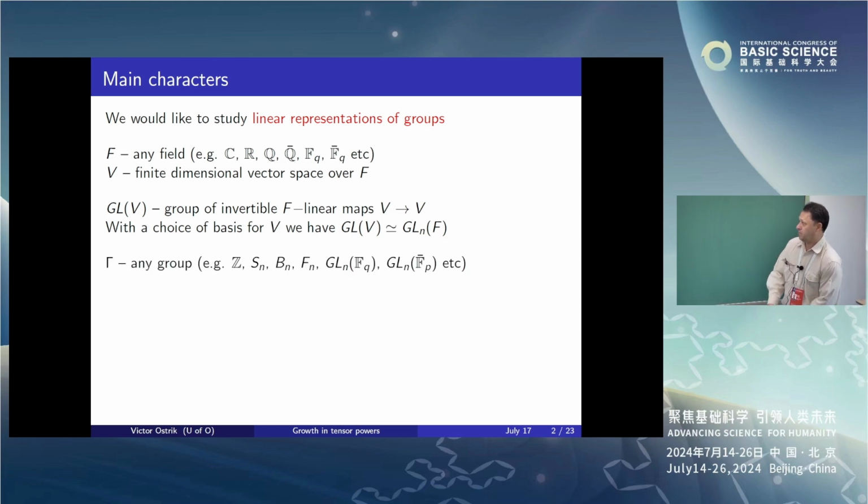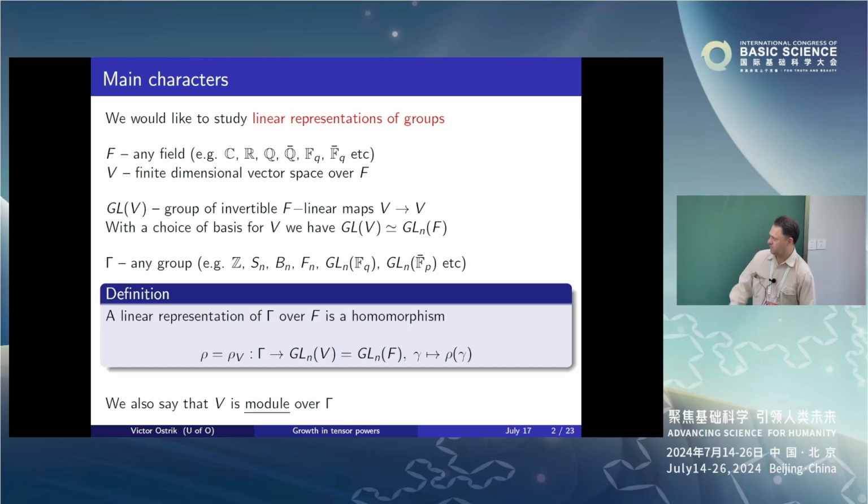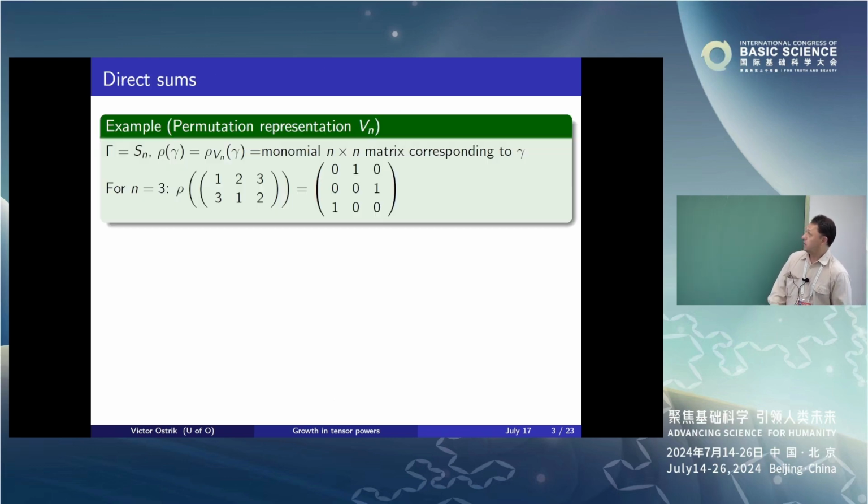And now take absolutely any group, anything that you like: the integers, a symmetric group, a braid group, a free group, whatever. And here's the main definition. A linear representation of a group is just a homomorphism from the group gamma to this group of matrices. In this situation, we say that this underlying vector space V is a module of the group.